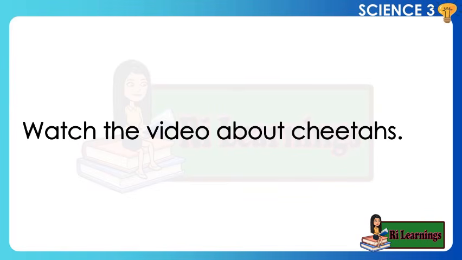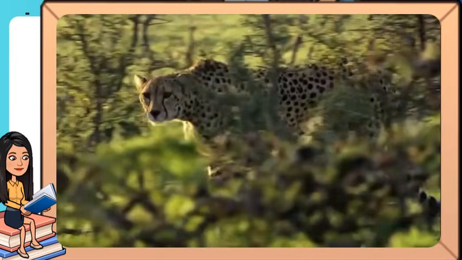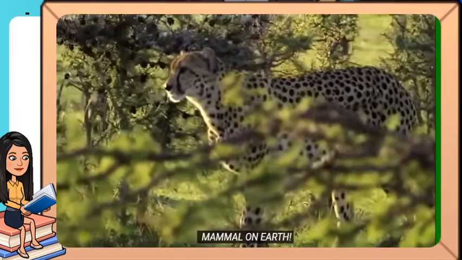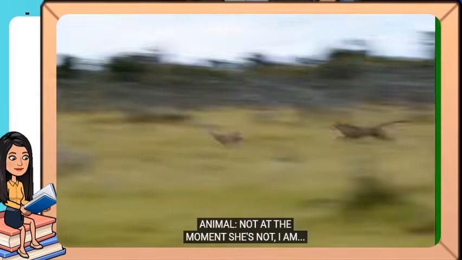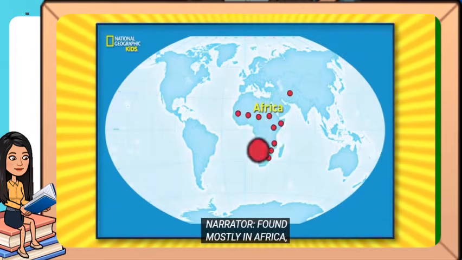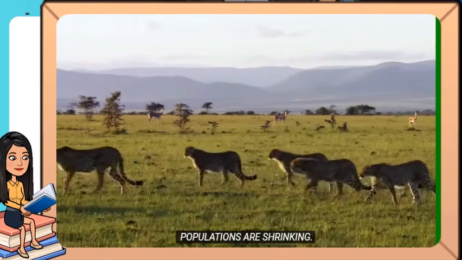Four. Watch the video about cheetahs. This famously spotty feline is the fastest land mammal on Earth. Found mostly in Africa, these animals may be speedy, but their populations are shrinking.